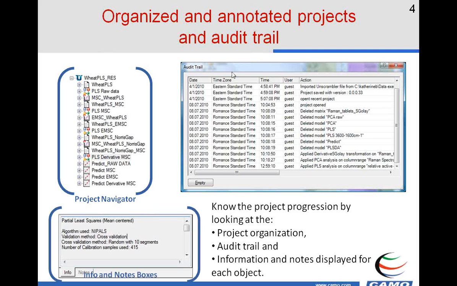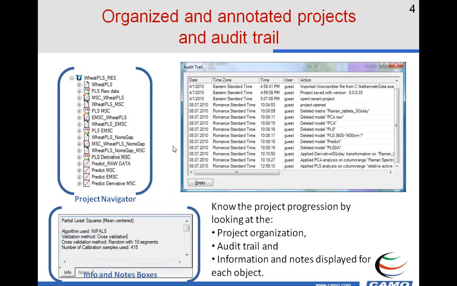In addition, you can get more information about each part of the tree and each section. So for example, here I get information about a PLS model, and I can see exactly what I used. There were 415 samples, and the cross-validation method was random with 10 segments. I can edit some notes, so if you have some notes on all your models, you will be able to really know what you have been doing.